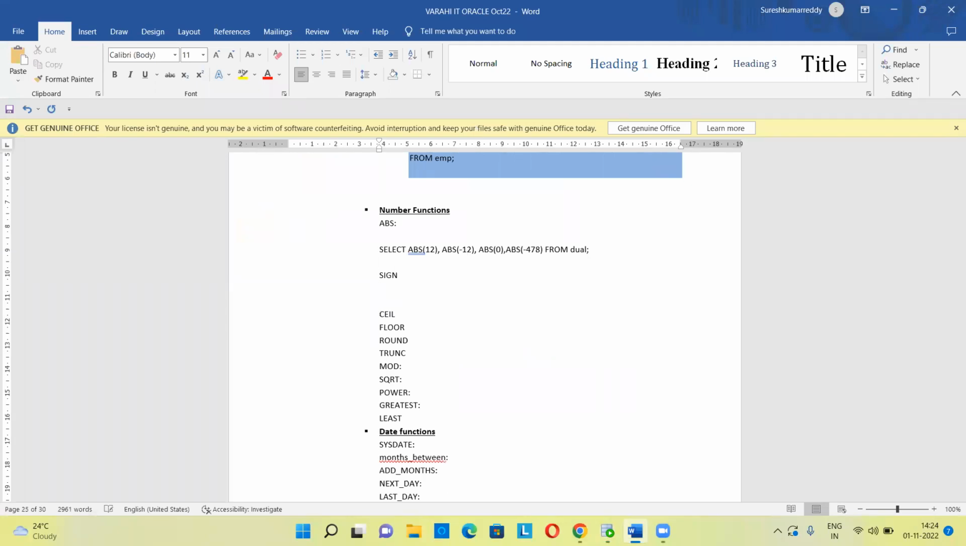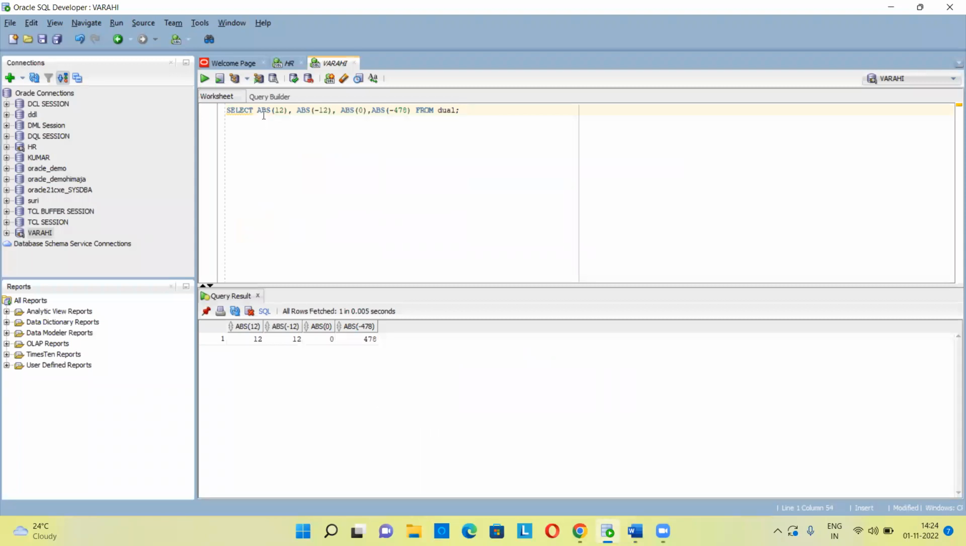Now the next function is sine. Let's see what I'm doing: I'm just replacing ABS with this sine function and executing all together. Let's see the output of all these four examples. Sine of 12, the output is 1. Sine of minus 12, minus 1. Sine of 0, of course 0. Sine of 478, 1. Sine of minus 478, minus 1.